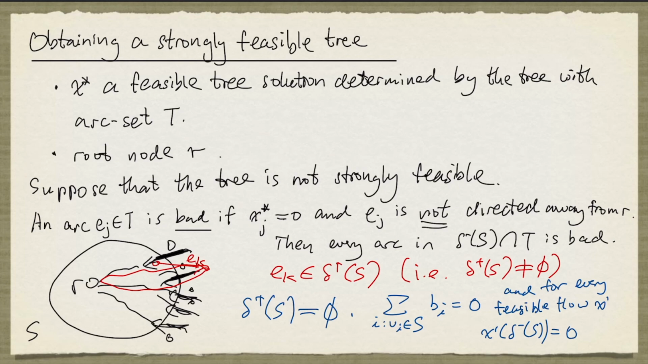We can remove them. After removing all these arcs, we'll end up with two pieces. One piece is on the nodes in S, and the other piece is on the nodes not in S. And we can solve the minimum cost flow problem on each of these smaller pieces.